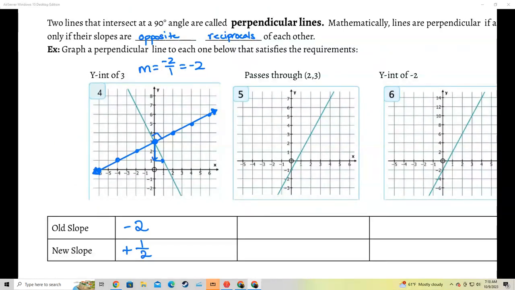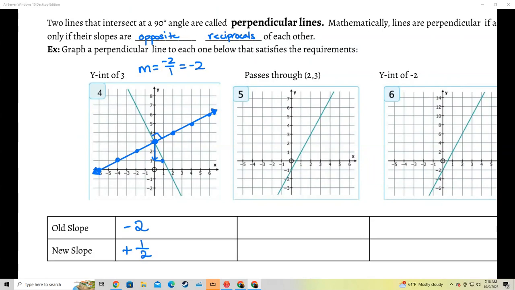So be careful when you're doing these. It's not just saying, oh, two lines touch, then they're perpendicular. No, not only do they have to be crossing each other, but they have to cross each other with opposite reciprocal slopes. Okay, it has to be exactly an opposite reciprocal. All right, let's try the next one.